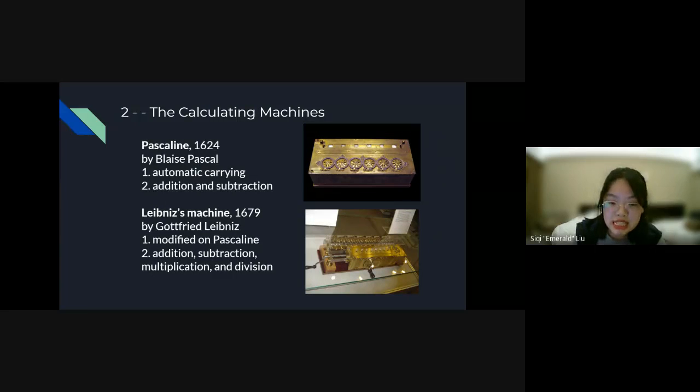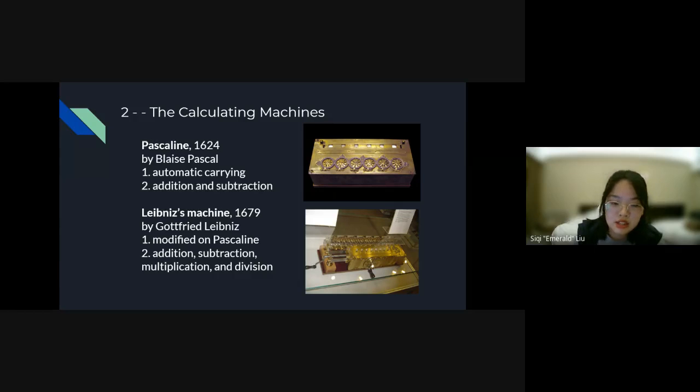Moving on to the second stage of the calculating machines. In 1642, improving upon the abacus, Blaise Pascal invented the Pascaline. A calculation can be made by rotating the wheels on the machine. When each digit changes, the gear inside the box would turn the next gear linked to the digit, achieving the goal of subtracting and adding numbers.